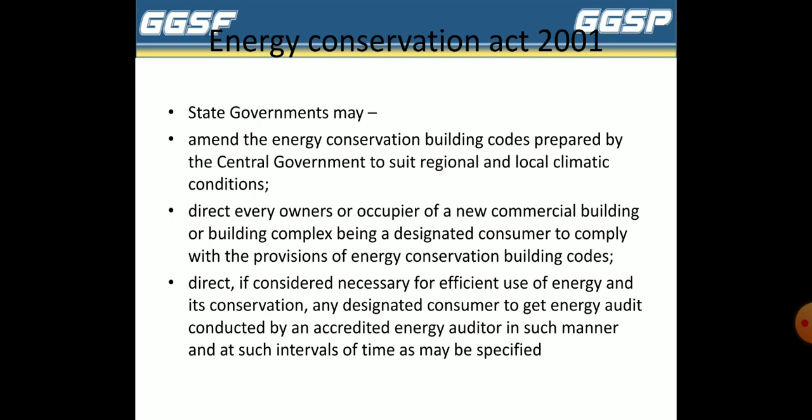The state governments may also amend the energy conservation building codes prepared by the central government to suit regional and local climatic conditions. Direct every owner or occupier of a new commercial building complex being a designated consumer to comply with the provisions of energy conservation building codes. Direct, if considered necessary for efficient use of energy and its conservation, any designated consumer to get energy audit conducted by an accredited energy auditor in such manner and at such intervals of time as may be specified.